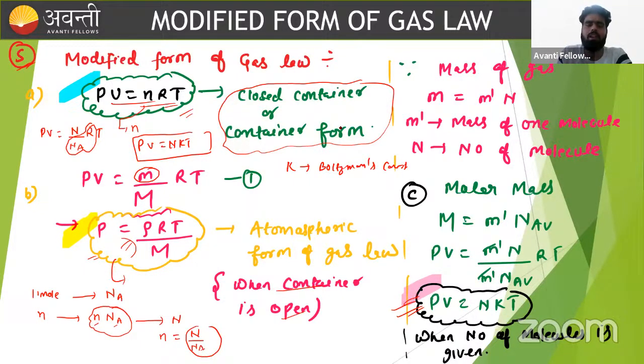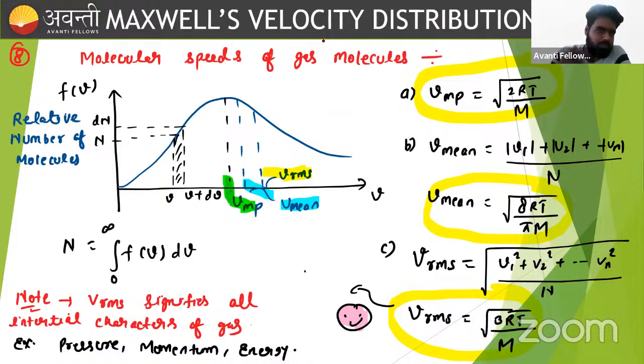And the third equation, when the number of molecules is involved, we have to use PV equal to NkT, where k is the Boltzmann constant. Okay, beta, let's move to the next.